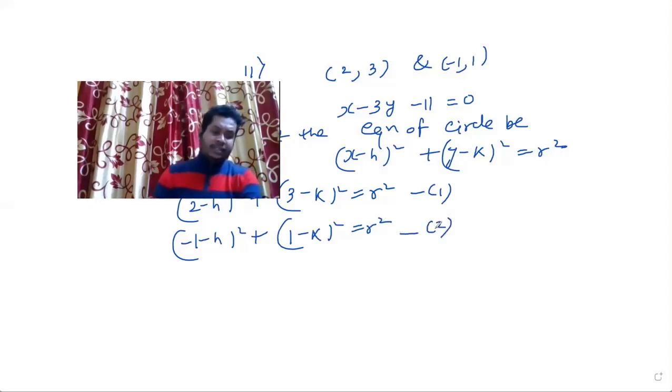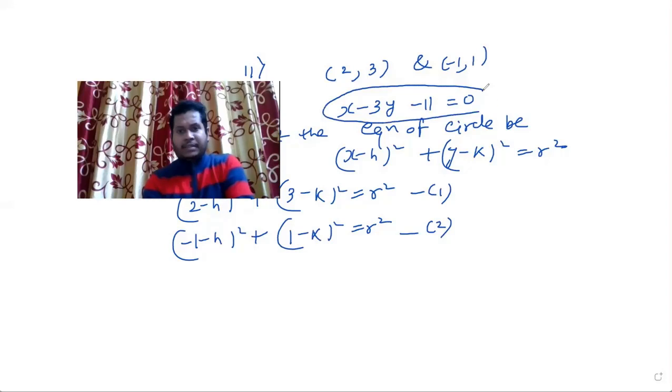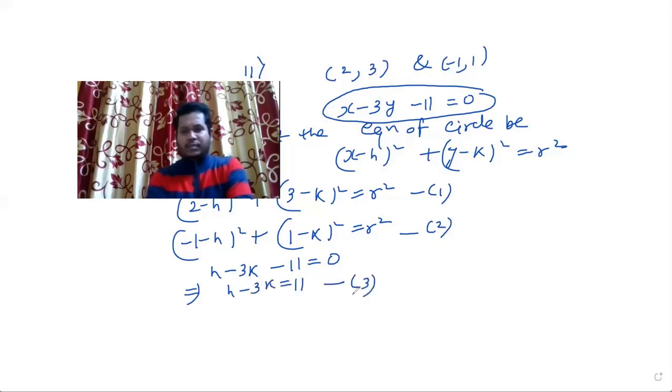Now one more piece of information: as we just saw, the center is also lying on this line. So that means the center will satisfy this. So that means h minus 3k minus 11 is going to be 0, isn't it? Or we can also write it this way: h minus 3k is equal to 11. Let's mark this as equation number 3.